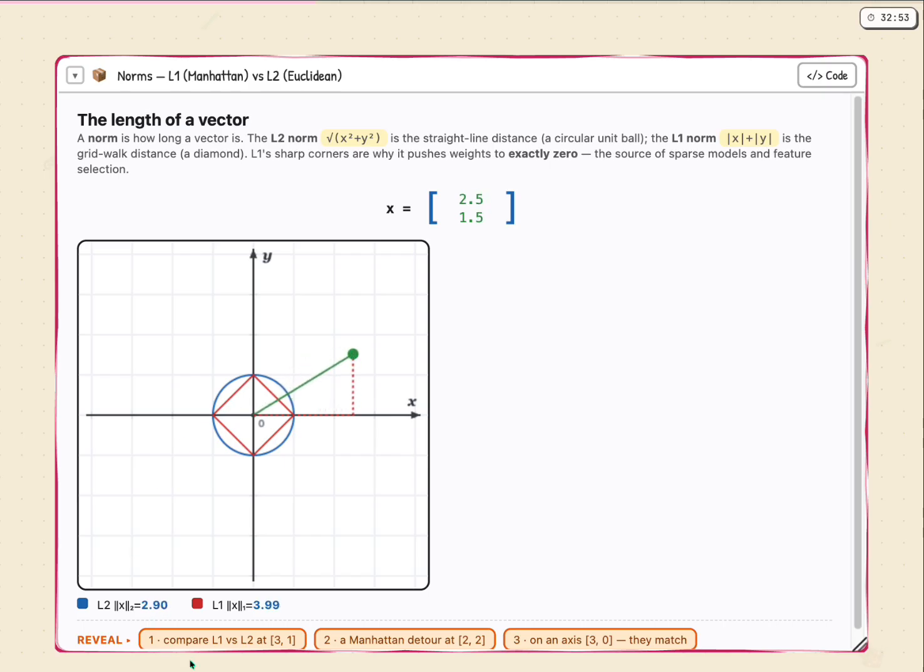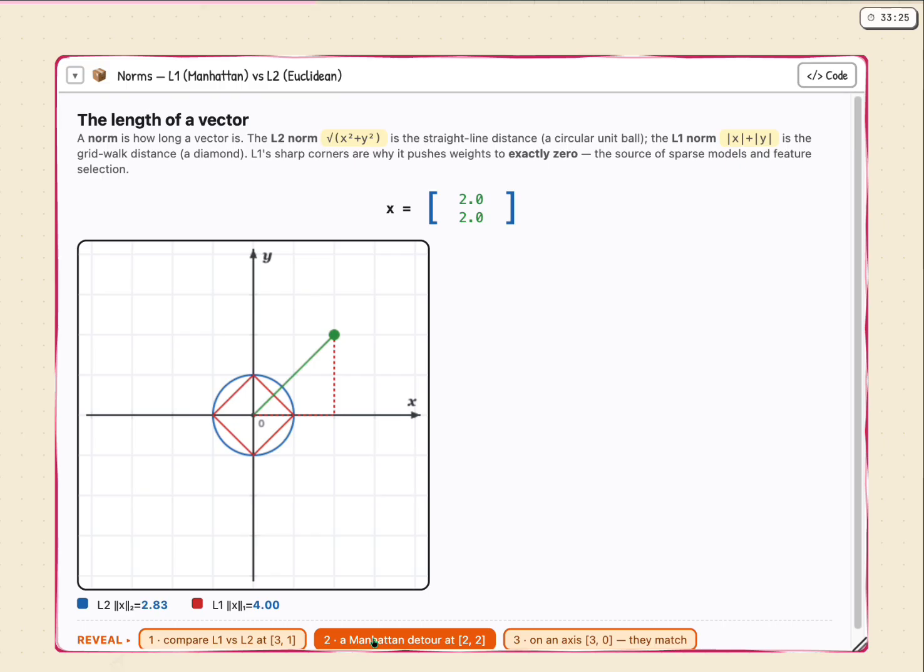But there's another, the L1 norm, also called Manhattan distance. Picture walking in a city laid out in a grid, like Manhattan. You can't cut diagonally through buildings. You walk so far along one street, then turn and walk so far along the other. So L1 distance is simply the absolute value of x plus the absolute value of y, the total blocks walked, and all the points the same L1 distance from the center form a diamond, not a circle, because of those sharp corners. Those corners matter enormously.